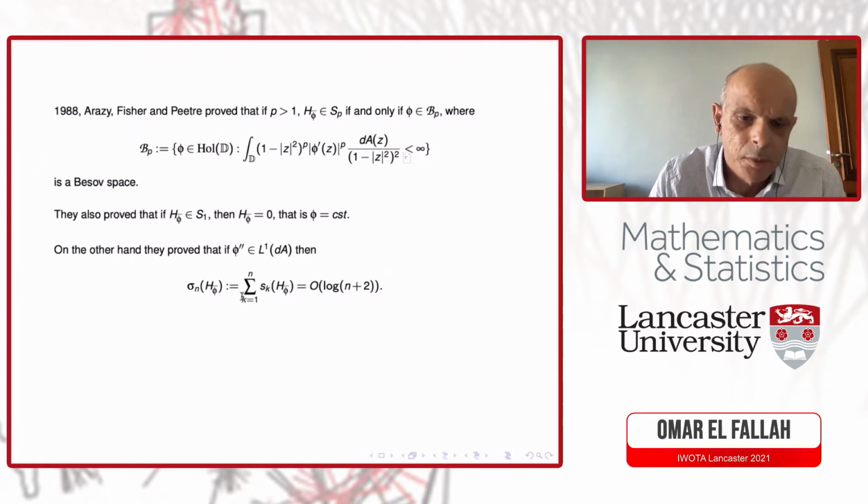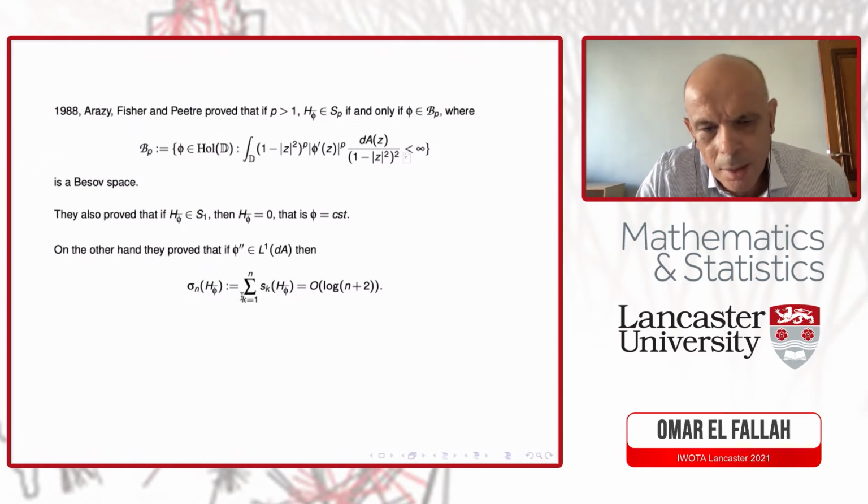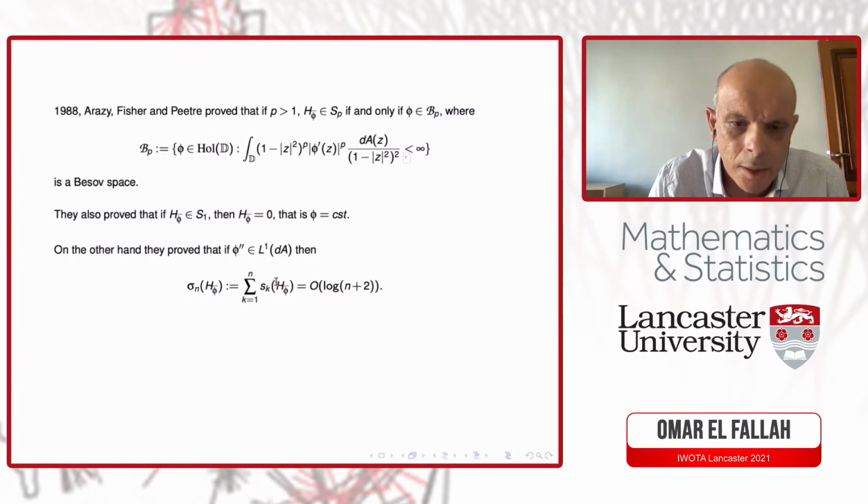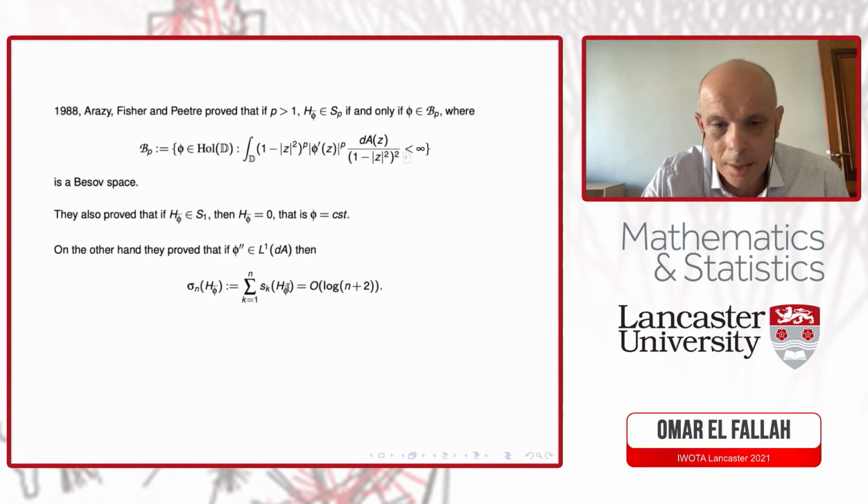That means, roughly speaking, that if s_k is the singular values associated to the operator H phi bar, then s_k of H phi bar is controlled by the harmonic sequence, that is, s_k of H phi bar is less than a constant divided by k.